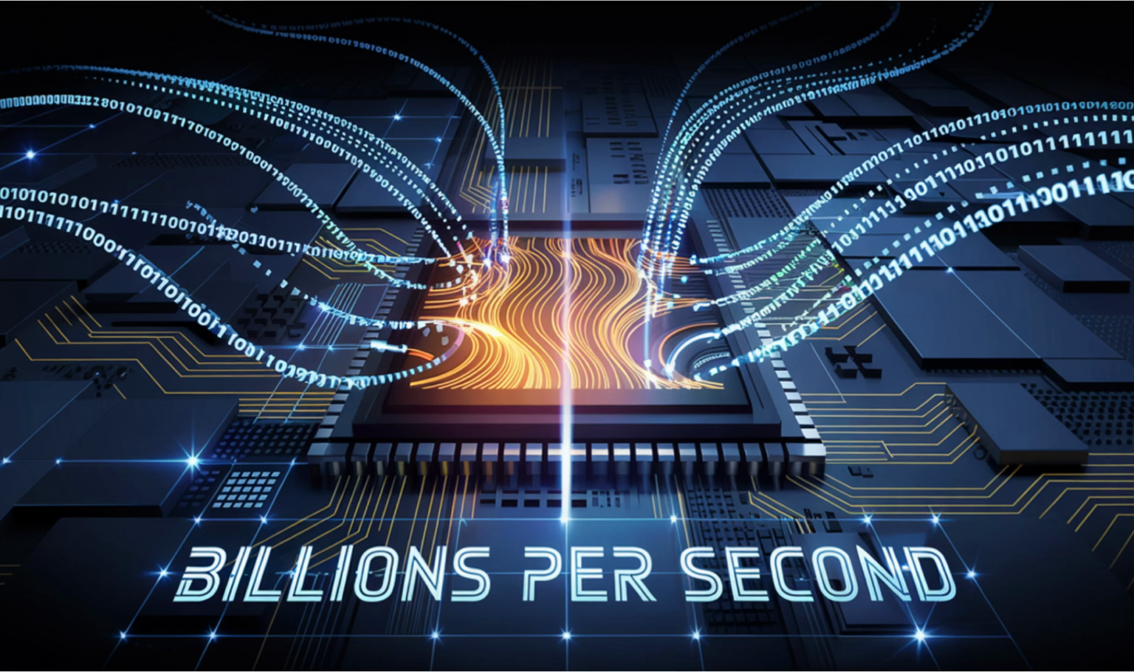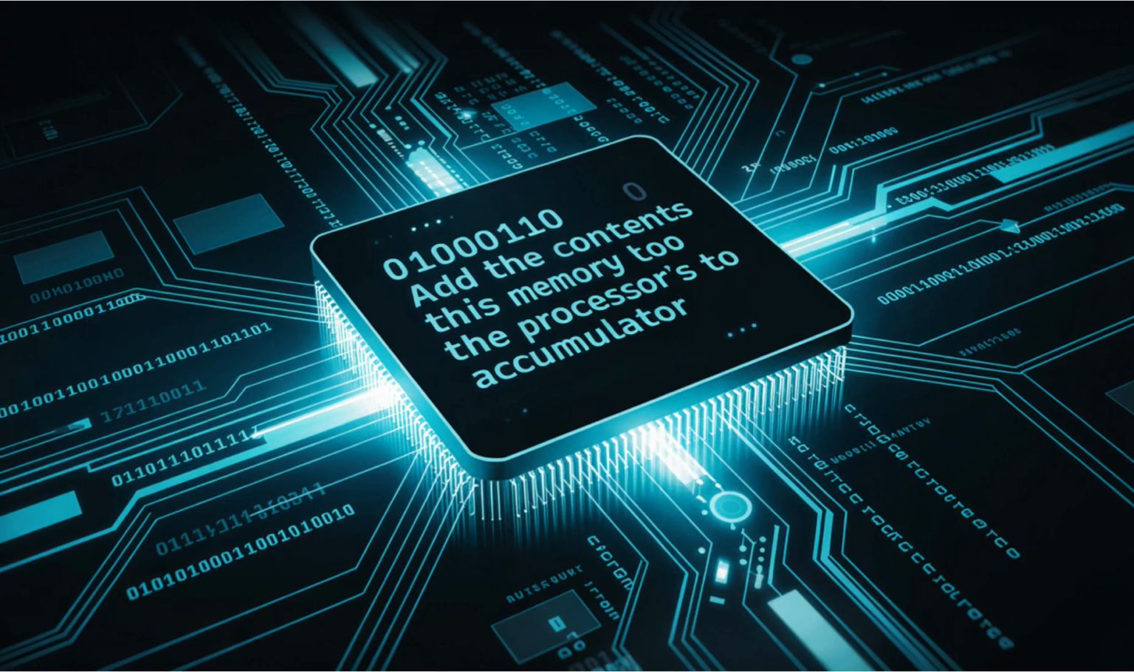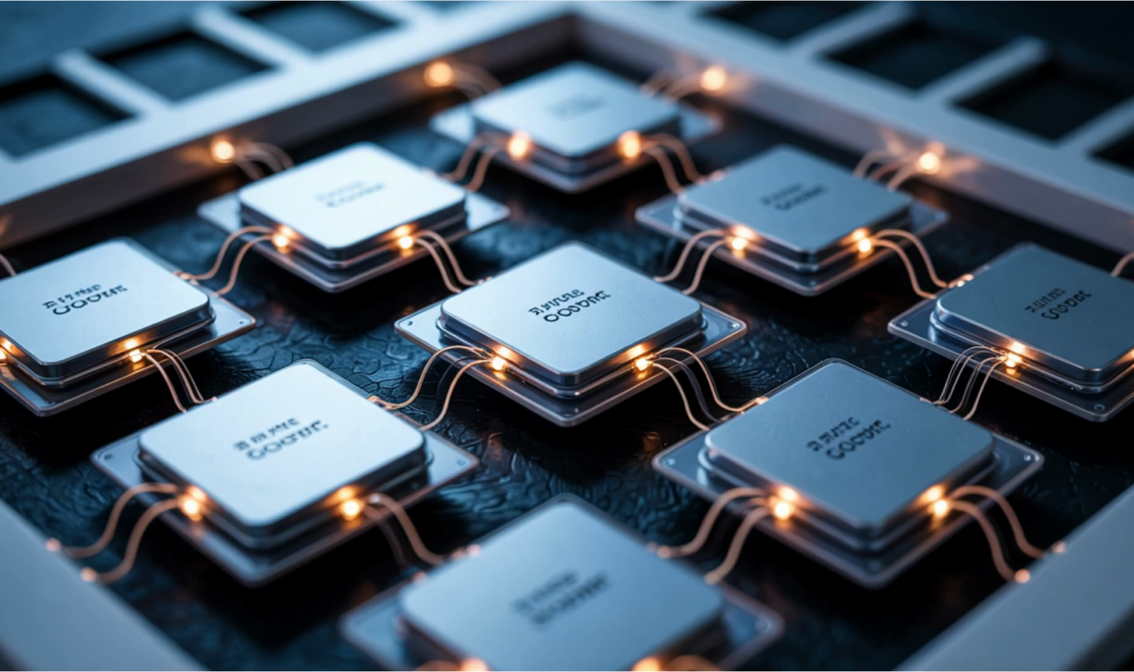Each instruction might be something simple like add these numbers or move this data from here to here. These instructions are represented in the computer's most basic language, machine code, which is just binary numbers. For example, the instruction 0100011110 might be add the content of this memory location to the processor's accumulator. Modern CPUs contain multiple processing cores that can execute different instruction cycles simultaneously, dramatically increasing performance.